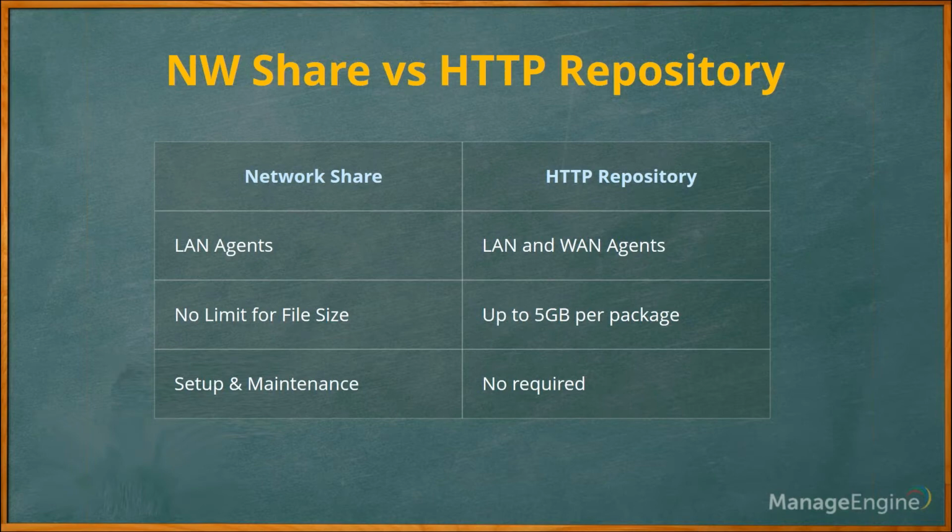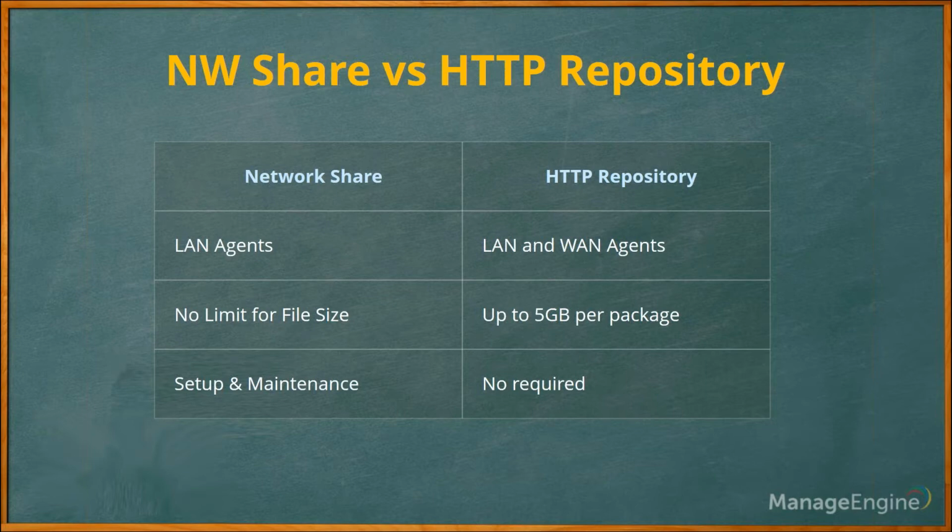Now, when you're using a network share, you would require appropriate access, so this will be suitable for local area network agents. However, considering a remote office or a wide area network agent, you can go for an HTTP type of repository. When you use an HTTP repository, if you had enabled HTTP secure communication between the server and the agent, then the download will also be on HTTPS.